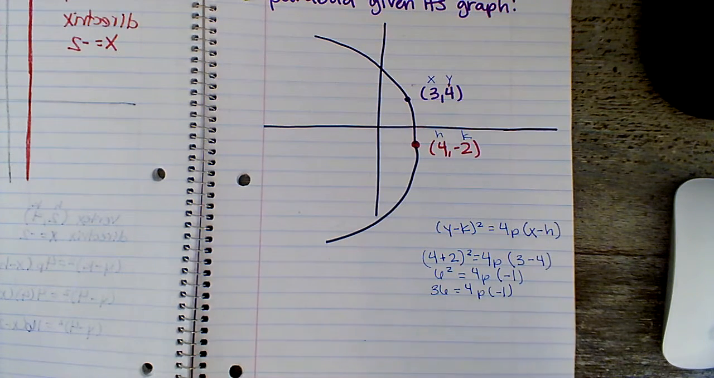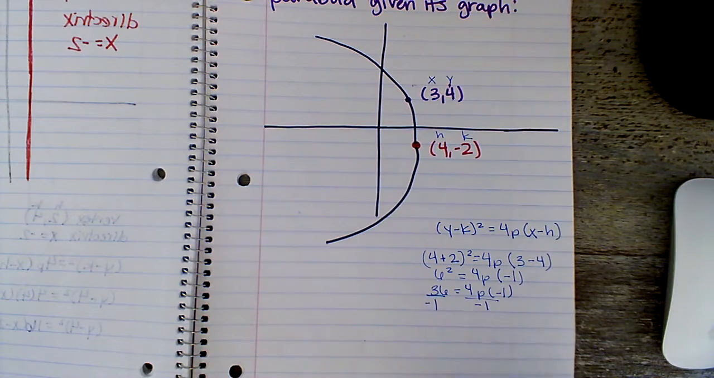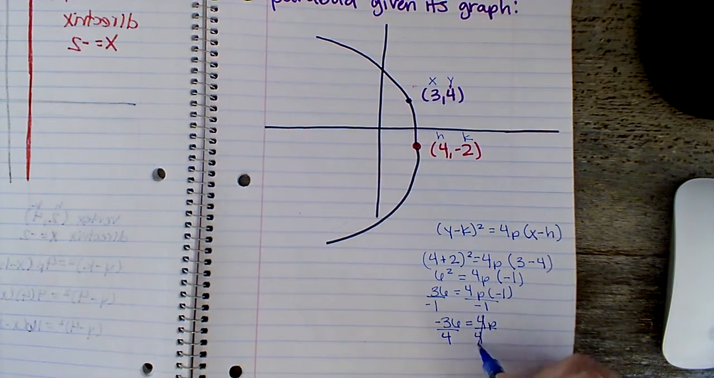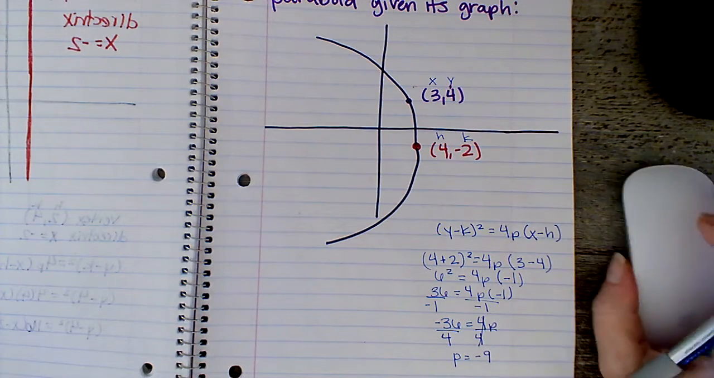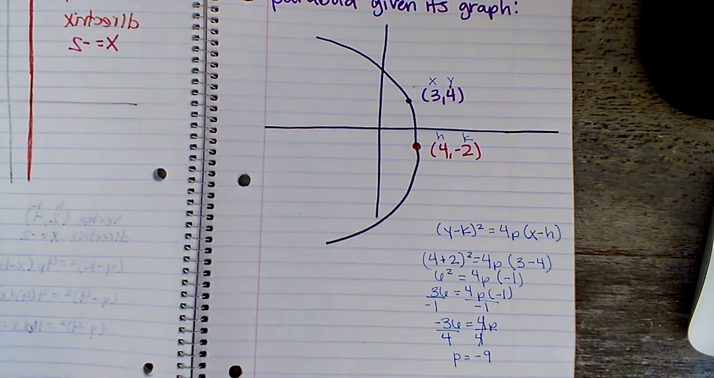Now I can square this 6 and I get 36 equals 4 times p times -1. What I'm going to do is divide both sides by -1 just to get rid of that -1. So now I end up with -36 equals 4 times p. And then 4 and p are multiplying together, so in order to solve for p, I'm going to undo it with division. That crosses out, and I get p equals -9. So now that I have -9, I can just plug in everything else.